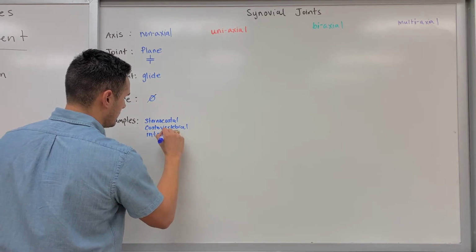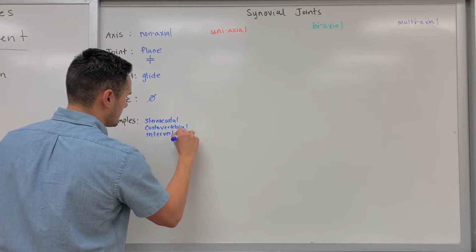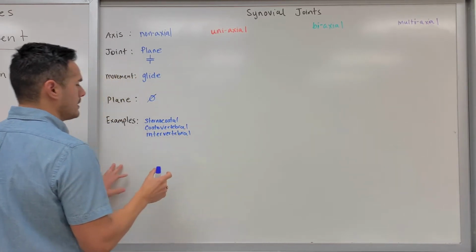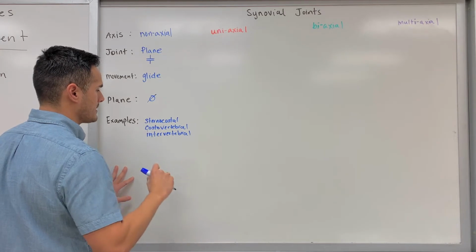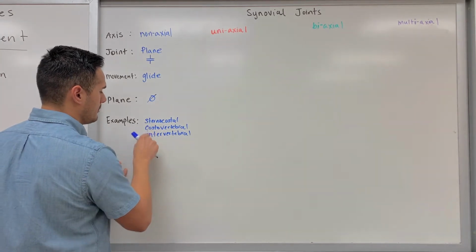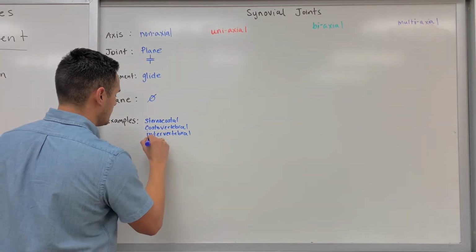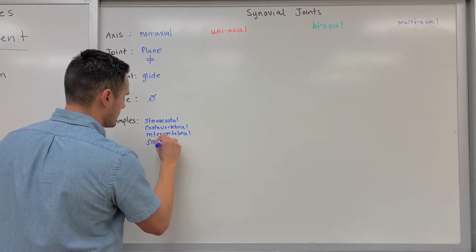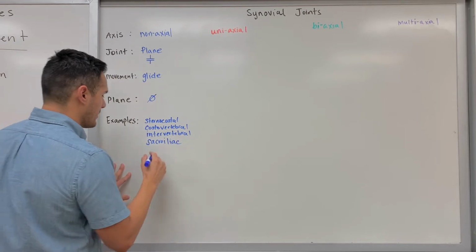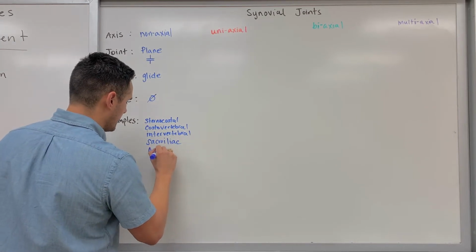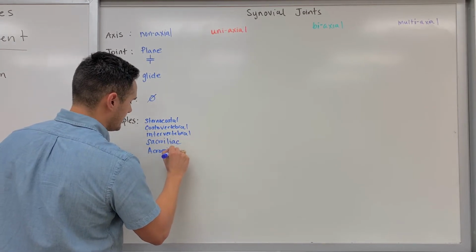So intervertebral, this is just the stacking of the different vertebra, where the superior and then the inferior articular facets meet. So now we have these 3, so now let's move on to the sacroiliac joint. The sacroiliac is between the sacrum and the pelvis. You also have the acromioclavicular, also known as the AC joint.